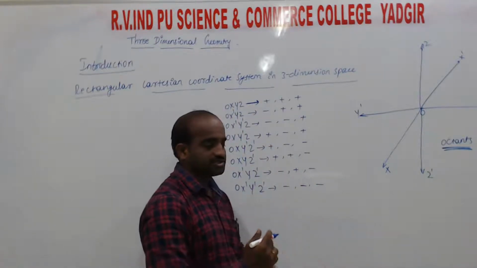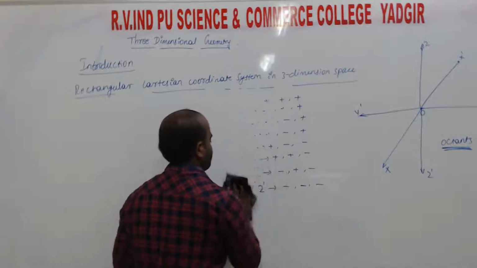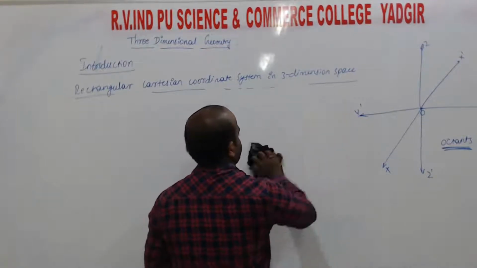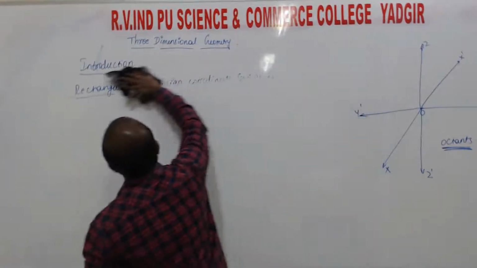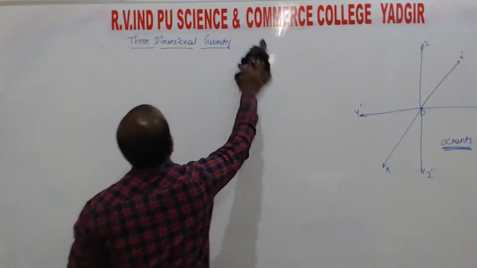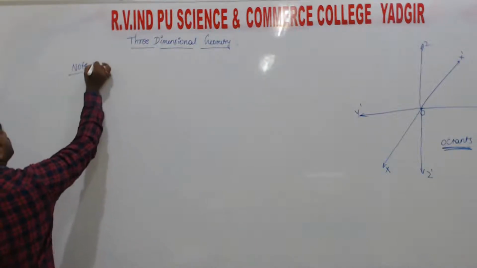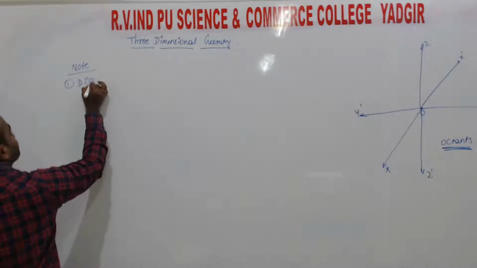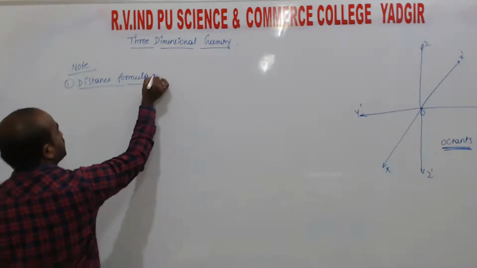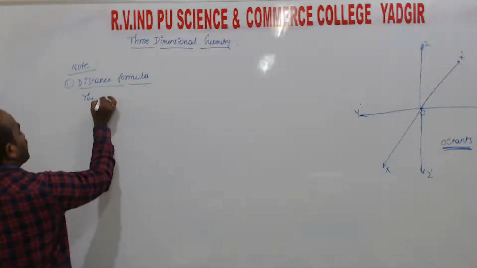Next, we have already studied the distance formula and section formula in first year. Some remarks, note. First one, the distance formula. The distance between the points P and Q.